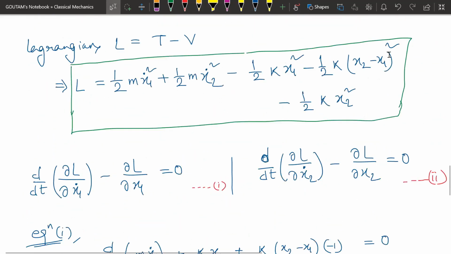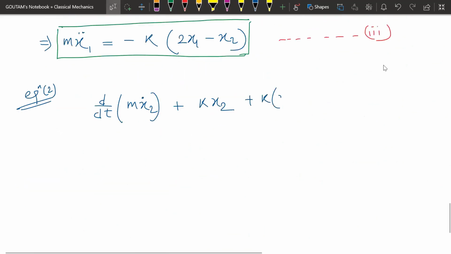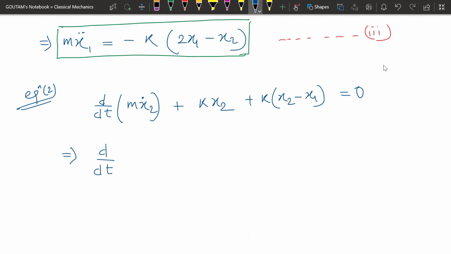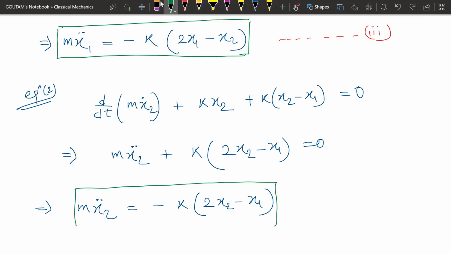And in the middle term, there is also x2 dependence. So in that case, it will be plus k (x2 minus x1), equals 0. So d/dt of this term will be m x2 double dot plus k (2x2 minus x1) equals 0, which implies m x2 double dot equals minus k (2x2 minus x1). So these are the two equations of motion. Let's call it equation 4.